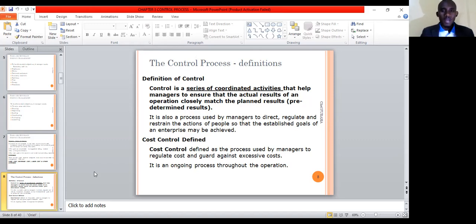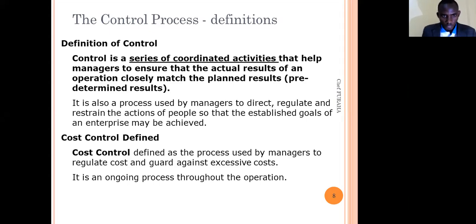It's a series of so many activities. You cannot say that I have done a control process and I'm done. No, it is a continuous process that has so many activities to be done for you to ensure its effectiveness. So it's a series of coordinated activities that help managers to ensure that the actual results of an operation closely match the planned results. I think this way it is better.